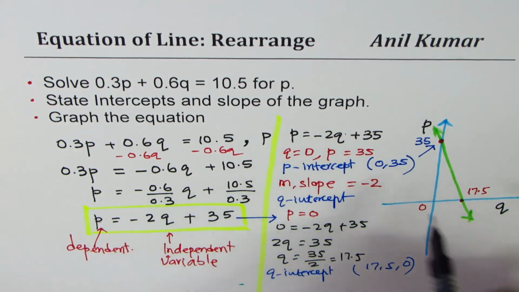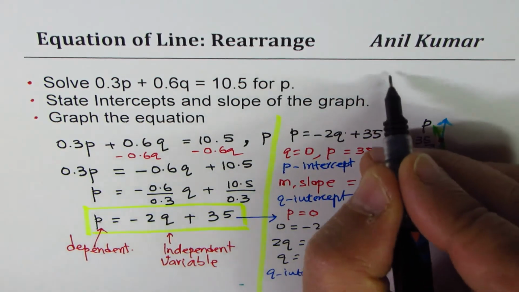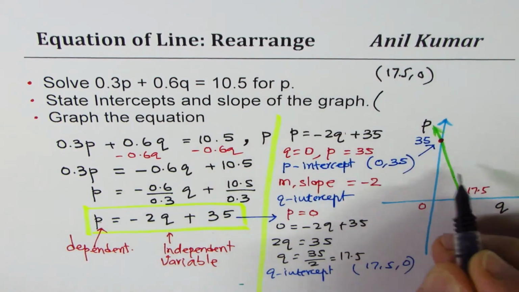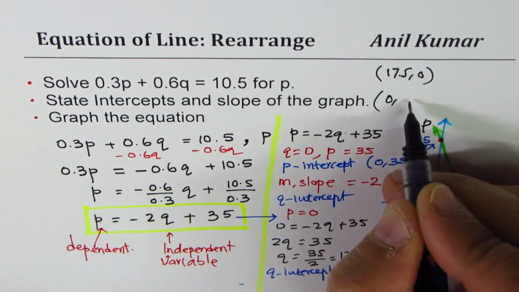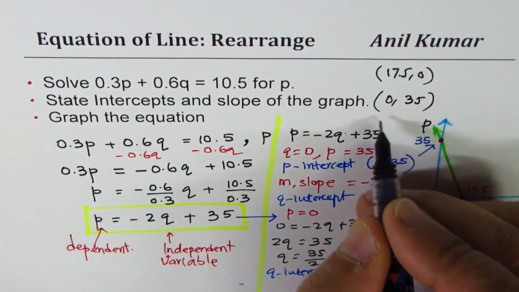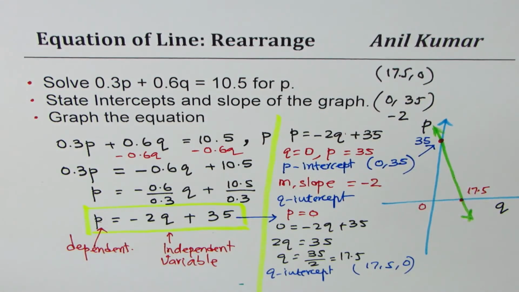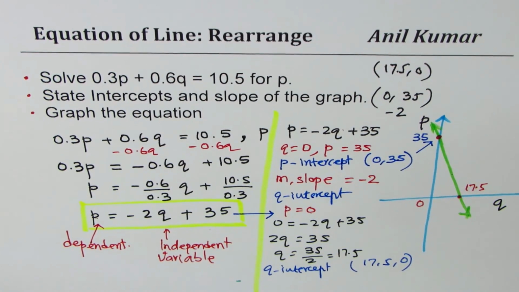So the intercepts for us are: the q-intercept is 17.5, the p-intercept is 35, and the slope is minus 2. So that's what we get for our equation, and I hope the steps are absolutely clear.